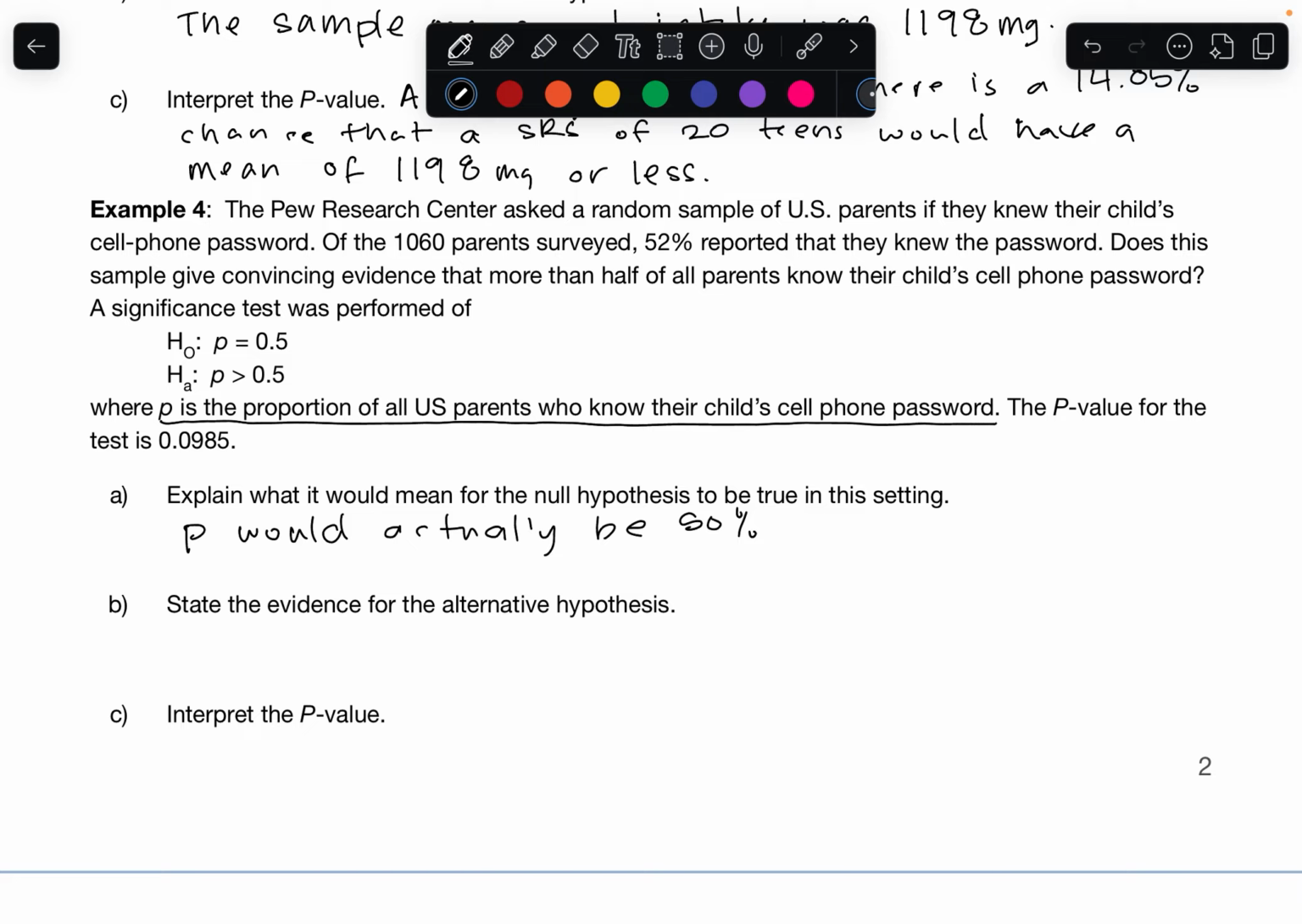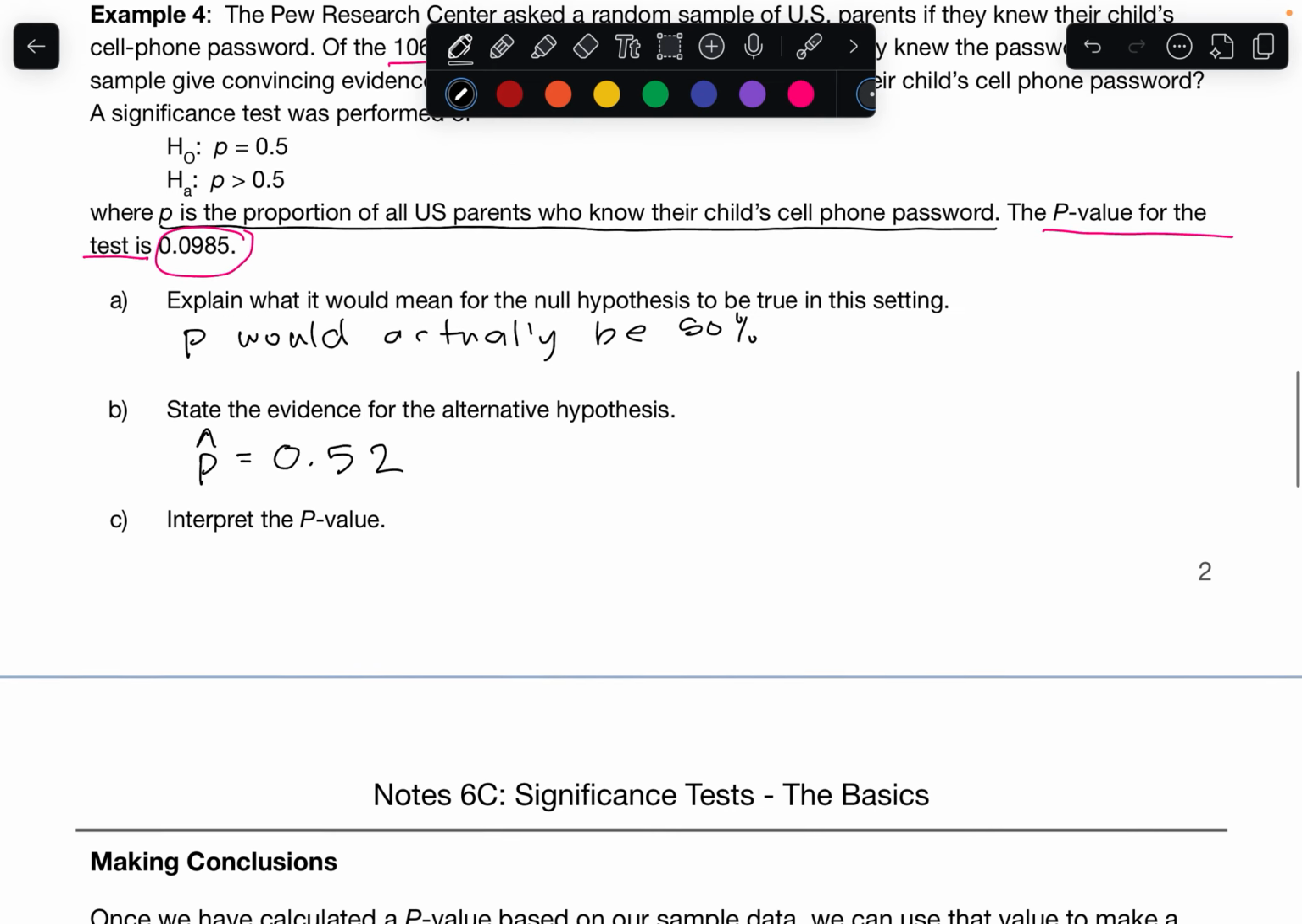Next, it says state the evidence for the alternative, and the evidence for us is the sample data, which is up here. In a sample of 1,060 parents, 52% reported they knew the password. So our sample proportion p hat is 0.52. And then it says interpret the p-value. So our p-value is down here. And that's measuring a probability.